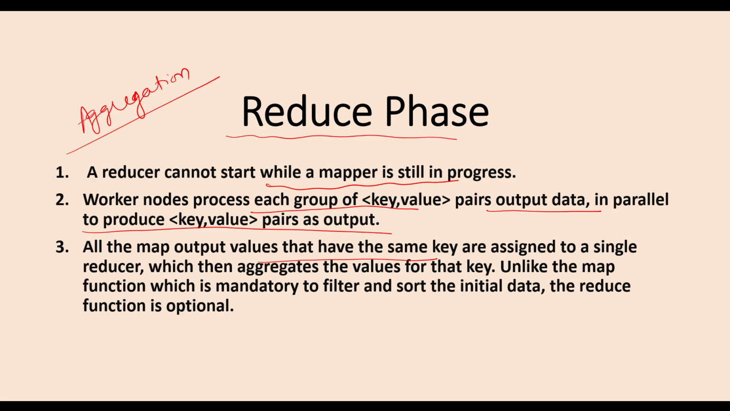Whatever output we get with the help of the map function, a particular mapper's output corresponds to a particular key, and that key is given to a single reducer, which then aggregates the values of that key. Unlike the map function, which is mandatory to filter and sort the initial data, the reduce function is optional. It is not a mandatory process, but if applicable, it can improve processing speed, because its ultimate objective is to do aggregation.